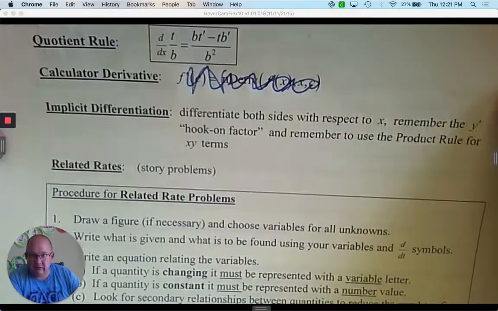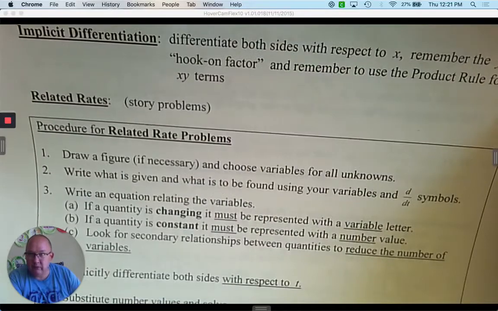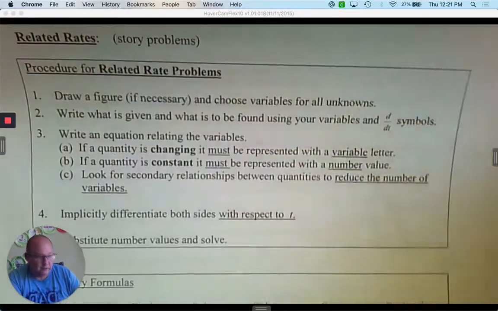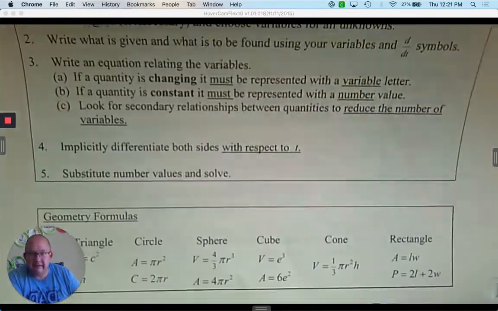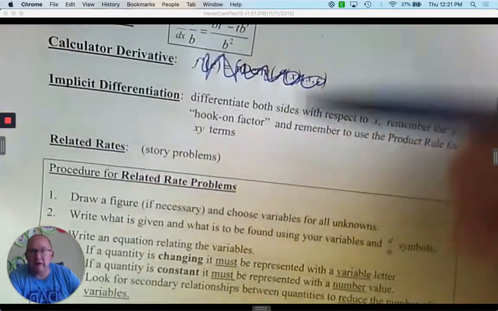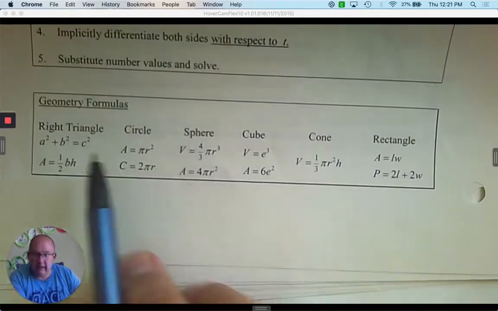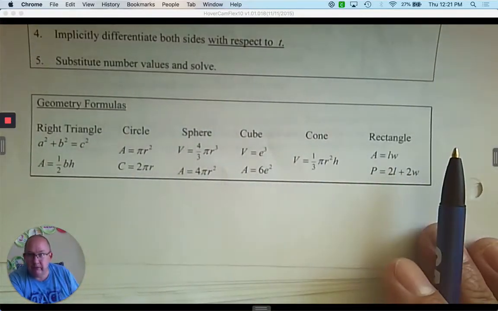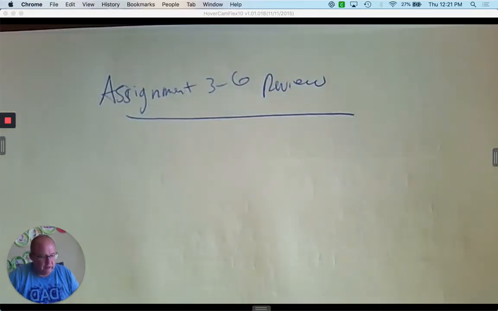Implicit differentiation, and then we did related rates, which are story problems. And then the steps we did. So this page is really important to be able to summarize the unit that we did. And at the bottom you can see some geometry formulas that we might have to use. All right, so let's start reviewing.